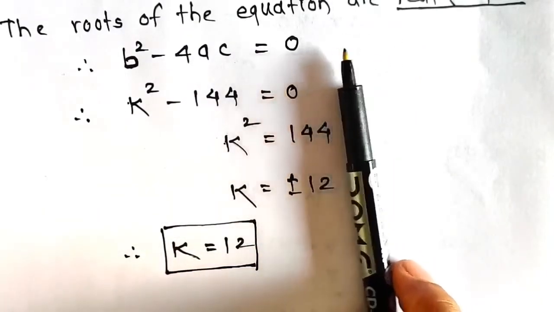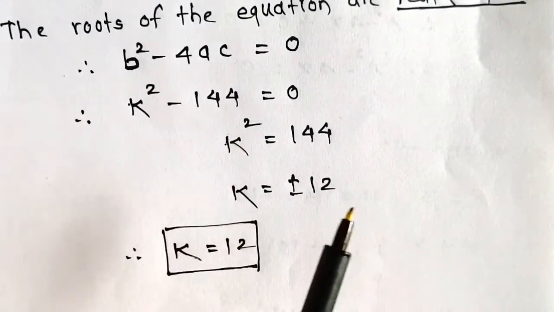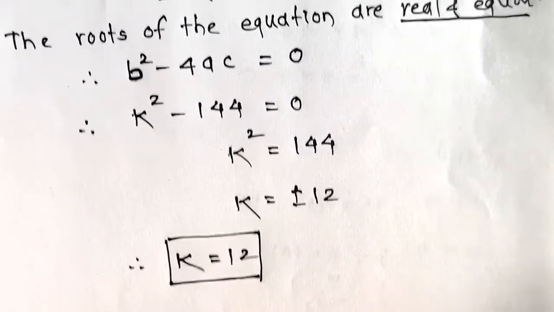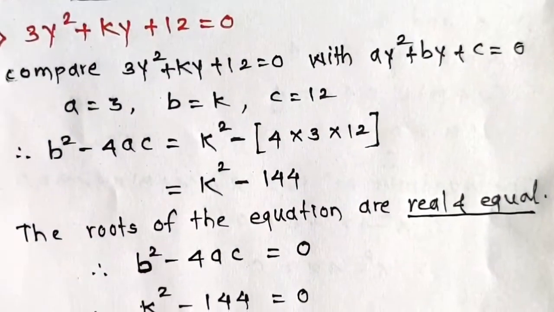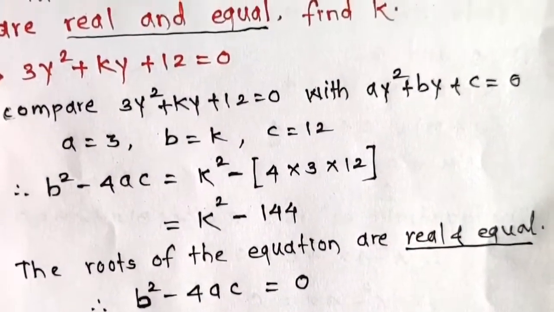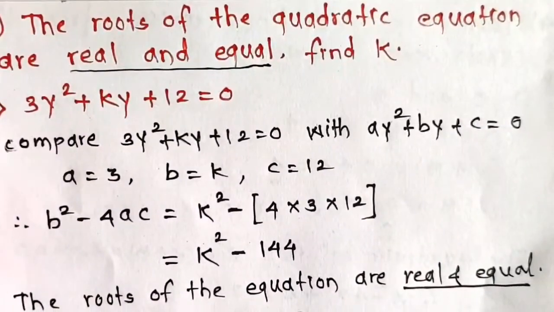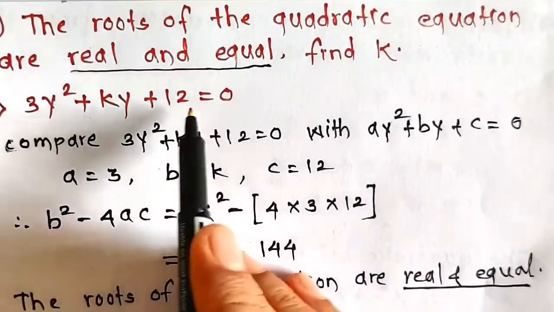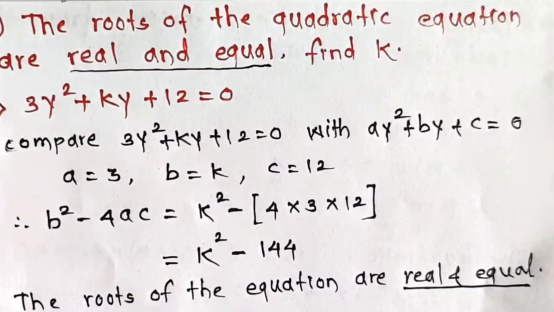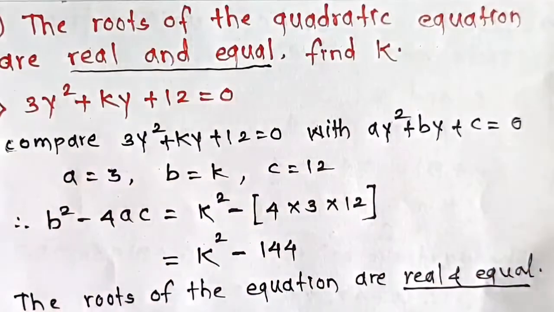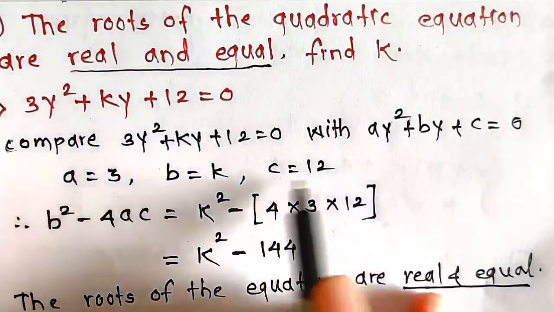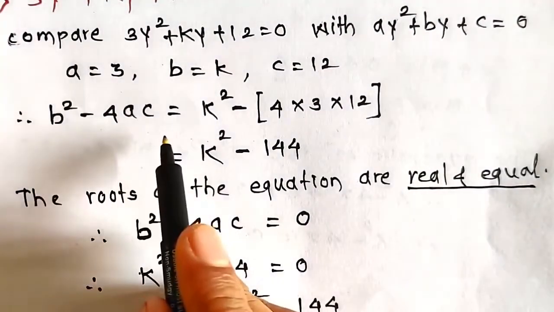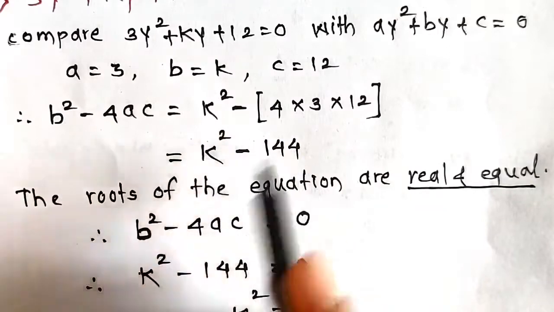set 2.5. So find the value of k. That last question is very important. Let us repeat that question. Here we have to find the value of k. The question is, the roots of the quadratic equation are real and equal. Find k. The equation is 3y square plus ky plus 12 is equal to 0. First compare this equation with ax square plus bx plus c is equal to 0 and find the values of a, b, c. After getting the values of a, b, c, find b square minus 4ac. This we get k square minus 144.